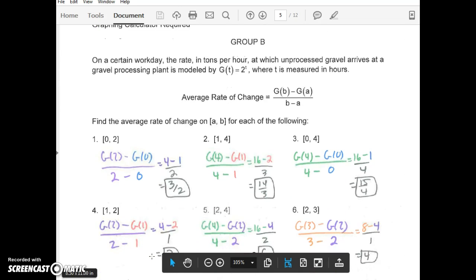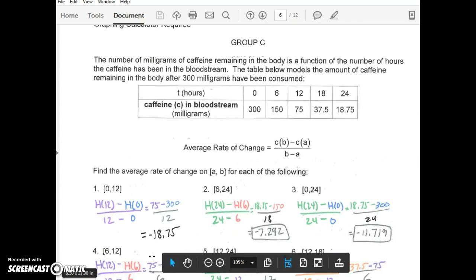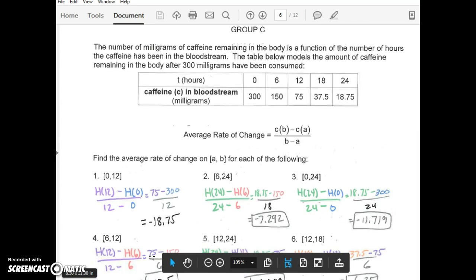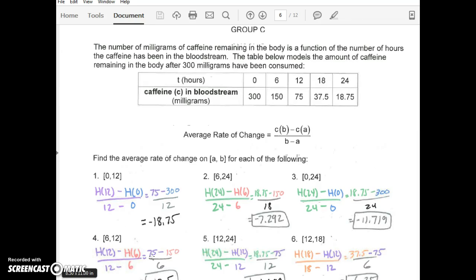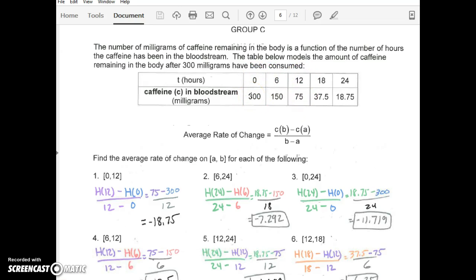We can also do the same thing with a table. Our process doesn't change. The only thing that we have to be careful of is what we are actually using. So H of 12 is 75, and H of 0 is 300. I wrote them as H's, I'm sorry, those should be C's. So C of 12 is 75, and C of 0 is 300. We can calculate the average rate of change using that formula. Again, we're just calculating the slope between those 2 points. We end up getting negative 18.75.